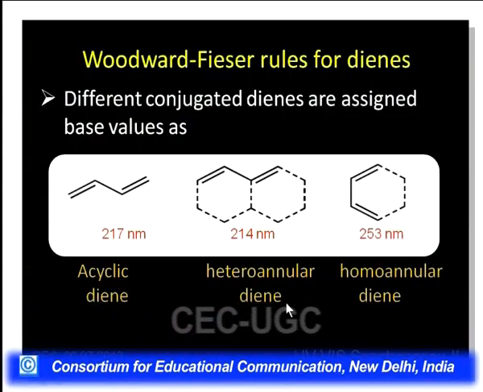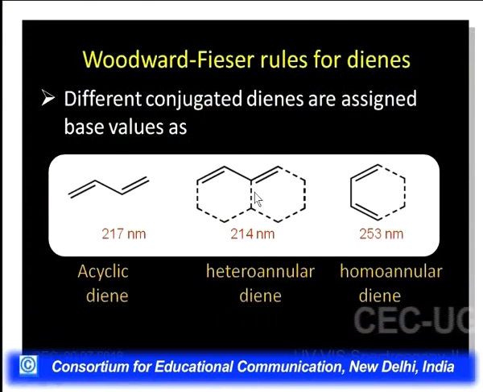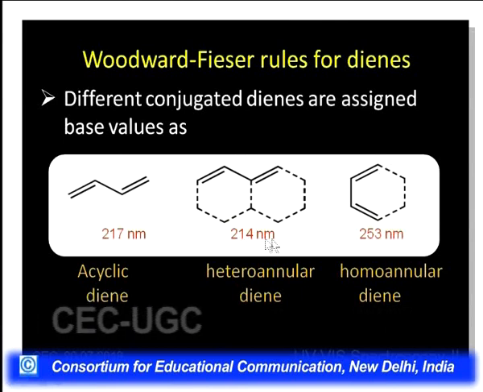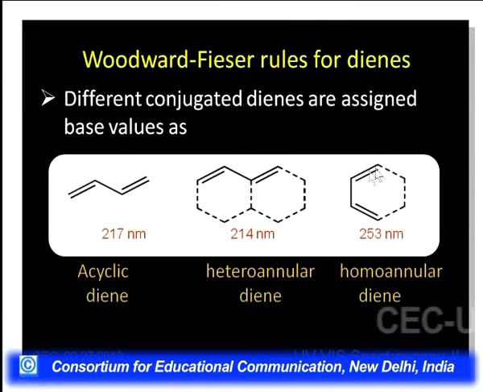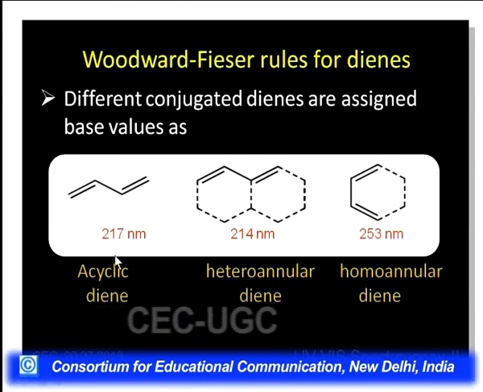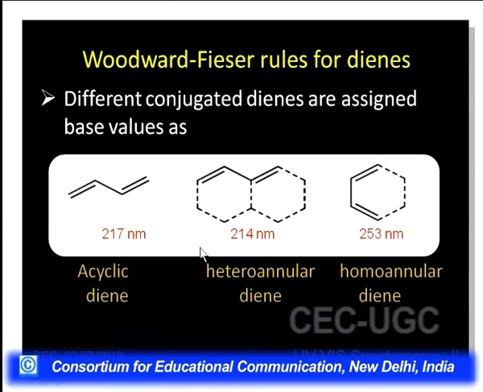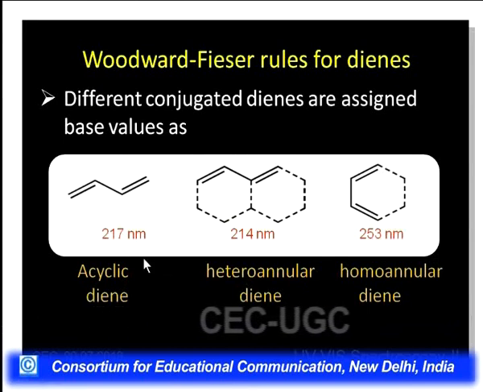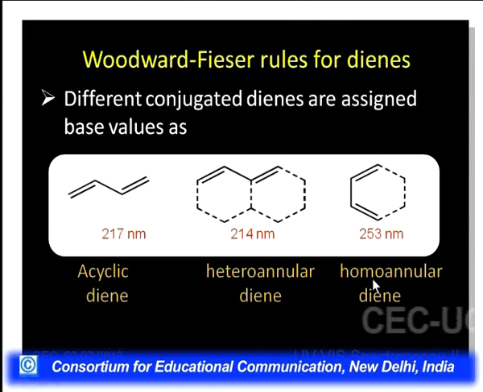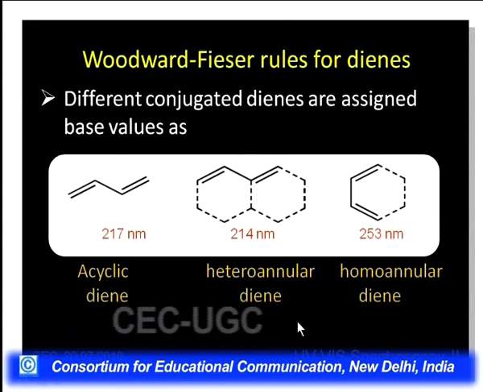Then the heteroannular diene, a diene which is part of two rings, is assigned a base value of about 214 nanometers. And homoannular dienes have a value of 253 nanometers, meaning the diene is part of a given ring. So these are the three base values for different types of dienes, where our basic chromophore is a diene, depending on whether it is acyclic, heteroannular or homoannular. We'll be using that as we proceed further.